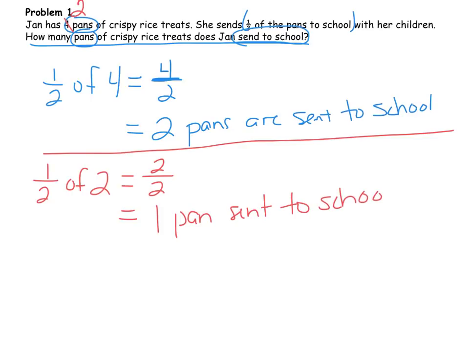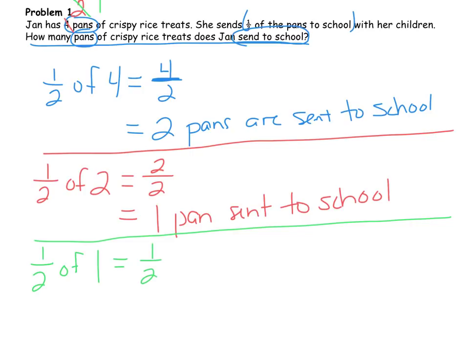Oh, let's change this up again. So instead of 2, let's make it 1. So now I have 1 pan of crispy rice treats. How much if she sends half of the pans to school? So I know I'm still only sending half. So half of, well, how many pans did she make? 1. I don't know about you, but 1 times 1/2 is always 1/2. So 1/2 of a pan was sent to school.